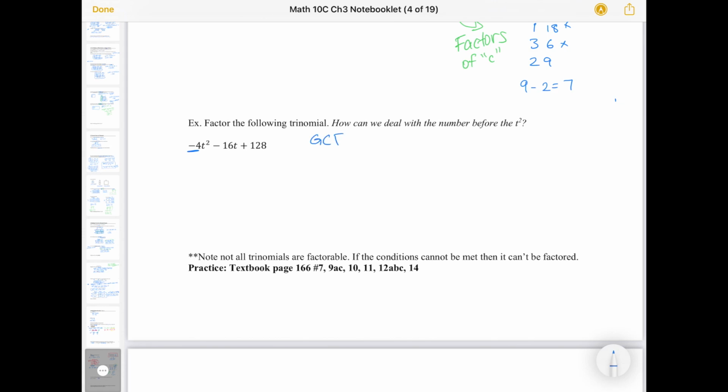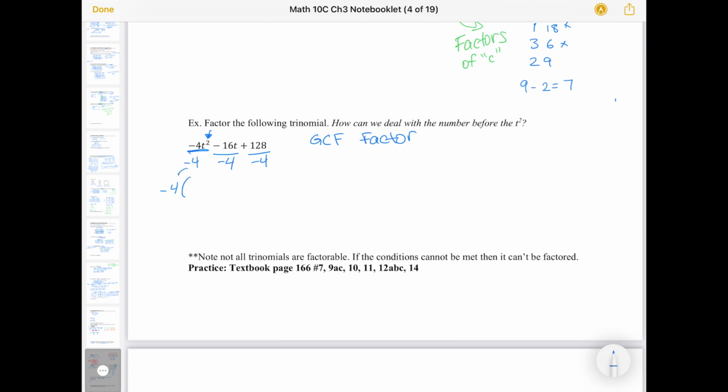I'm going to try to GCF factor it because I want to get rid of this negative 4. And negative 16 is divisible by negative 4. And 128, I think that's divisible by 4 too. And I'm going to check in my calculator. It is indeed. So I am taking out a negative 4. That's because for the rest of my factoring to work out, I need this to just be t squared. I can't have a negative there. I can't have a number there. So I'm dividing by negative 4.